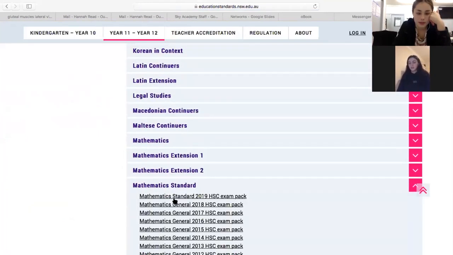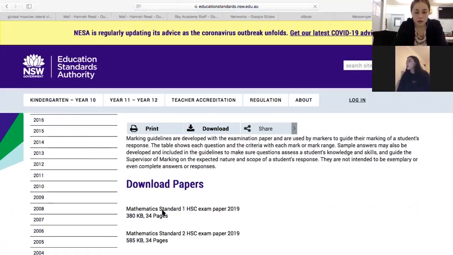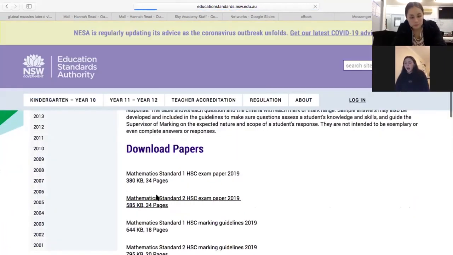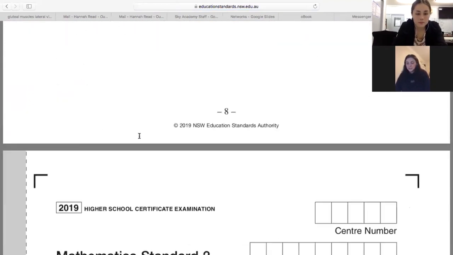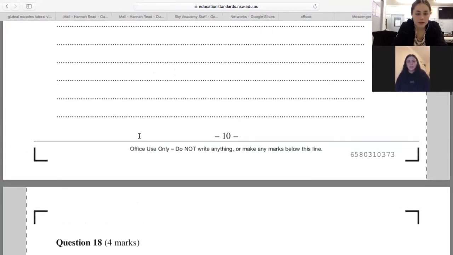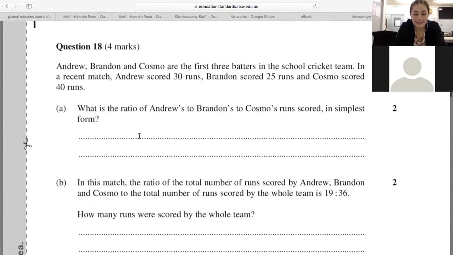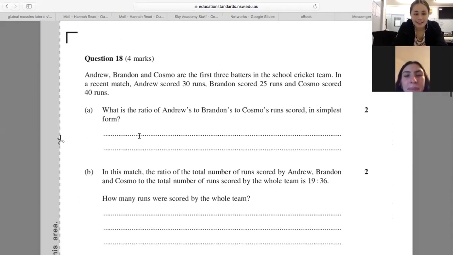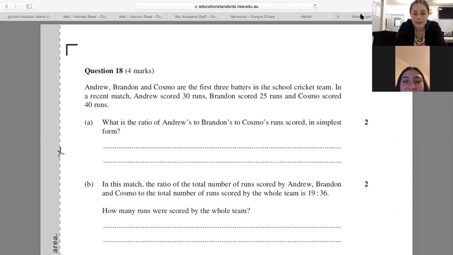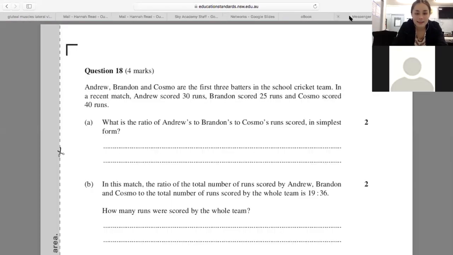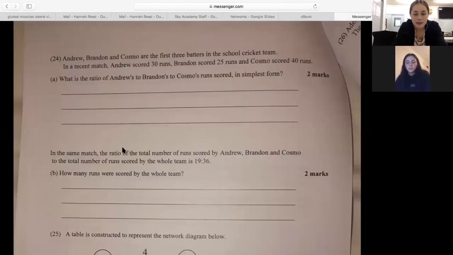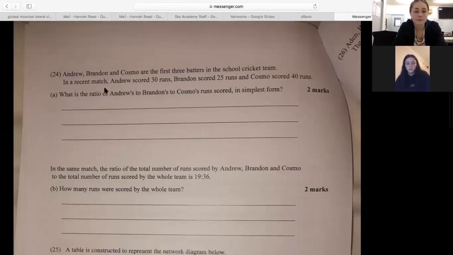Okay, Maths Standard 2019. Maths Standard 2. Awesome. Oh my God, my mom. Is this it? Andrew, Brandon, and Cosmo are the first 3 batters in the school's cricket team. Yay! We can check if we get it right. It's the exact same. Okay, that's good. All right, let's do it.